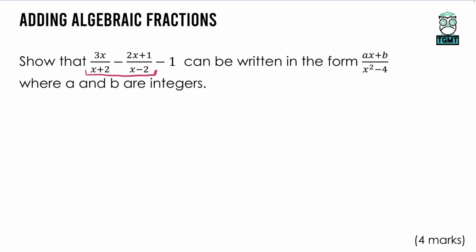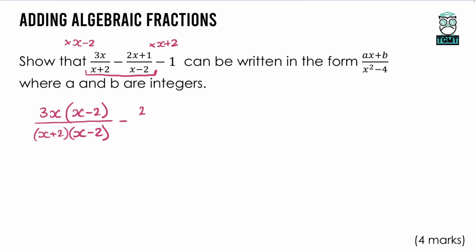So that means we need to multiply this left fraction by x minus 2 and this right one by x plus 2, and that's on the top and the bottom. So if we write that out in long form, we have 3x multiplied by x minus 2 on my numerator, and that's now over x plus 2 and x minus 2. On the next fraction, we have 2x plus 1 multiplied by the x plus 2, and that's all over the same denominator, x plus 2 and x minus 2.